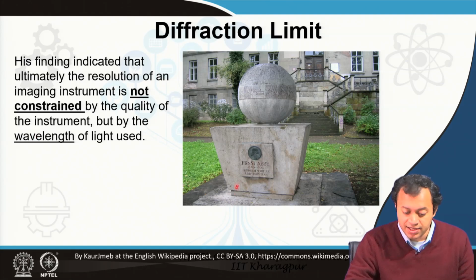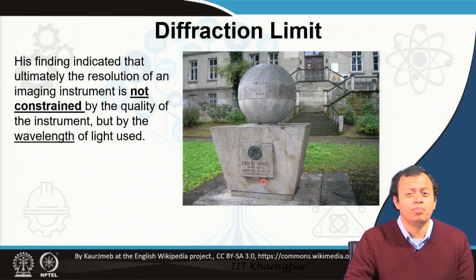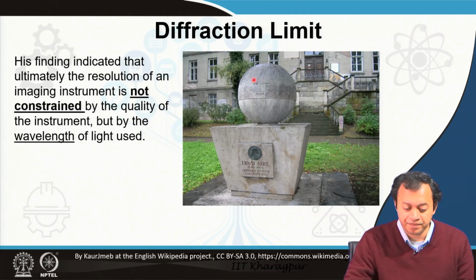So, Ernst Abbe was so famous that you perhaps have heard of the company Zeiss, they make microscopes. Ernst Abbe was, I think, a co-founder or a partner of Zeiss, and this is the University of Jena. This is the memorial plaque where this formula d is equal to lambda by 2 n sin theta is written. This is a very important formula for all microscopists.